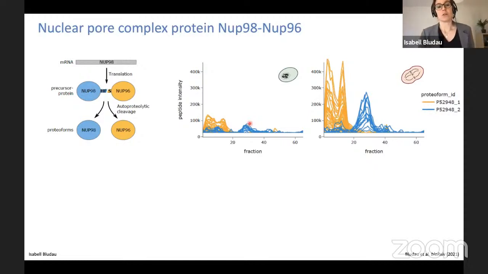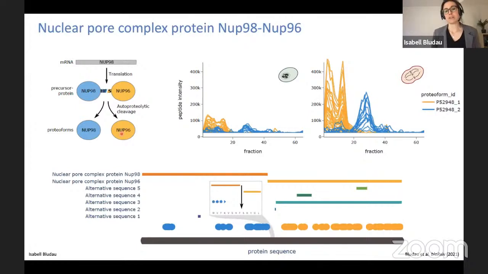If we now want to see whether these two proteoform groups determined by Kopf actually correspond to these two proteoforms, we mapped all of the peptides to the protein sequence, and you can see that all of the blue peptides map to the N-terminal region of the protein, whereas all of the orange peptides map to the C-terminal region. And the autoproteolytic cleavage site actually lies exactly in the middle. So this was for us a very nice proof of concept.